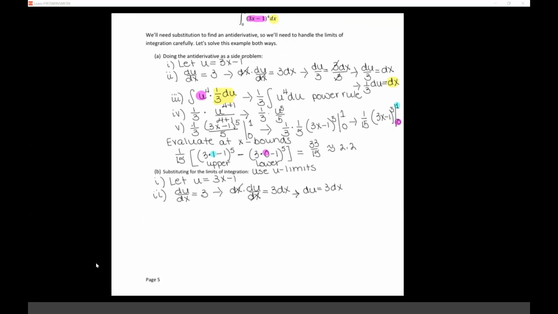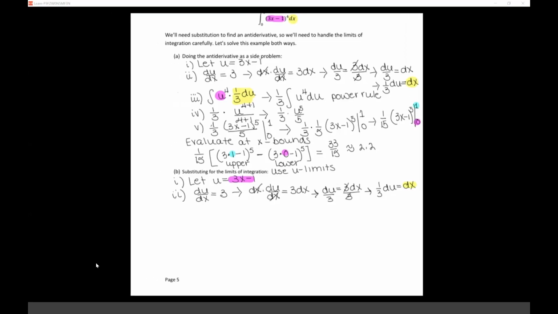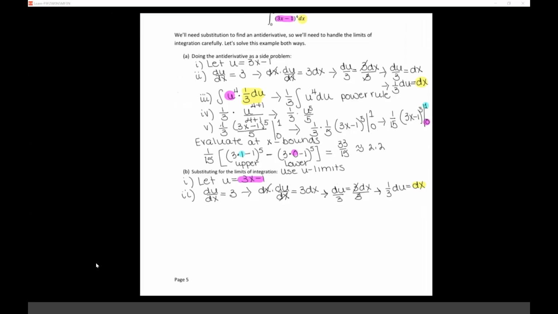I don't need the 3, so I'm going to divide that out, and I'm going to get 1/3. Du divided by 3 is 1/3 du equals dx. So that's the same exact steps. I have my u value and I have my dx value. The next step is where I need to make a change: calculate new limits.